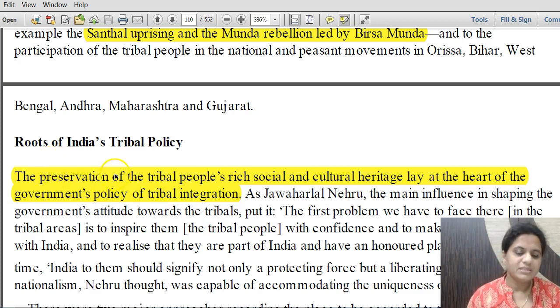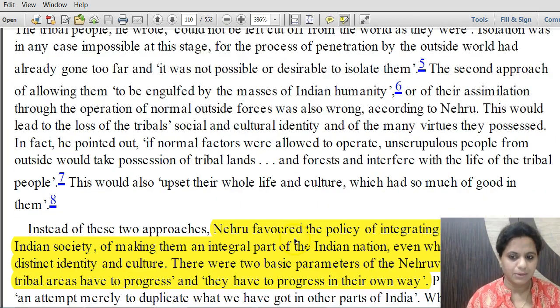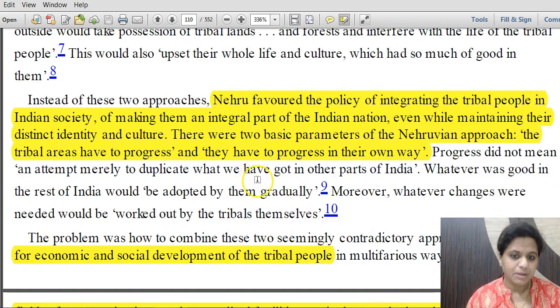So the roots of Indian tribal policies are discussed here. You can see the preservation of tribal people's rich social and cultural heritage lay at the heart of the government's policy of tribal integration. So though tribal integration should take place, their social and cultural heritage also should be preserved, which is the objective of the government of India. The first Prime Minister, Jawaharlal Nehru, favored the policy of integrating the tribal people in Indian society, of making them an integral part of the Indian nation, even while maintaining their distinct identity and culture.